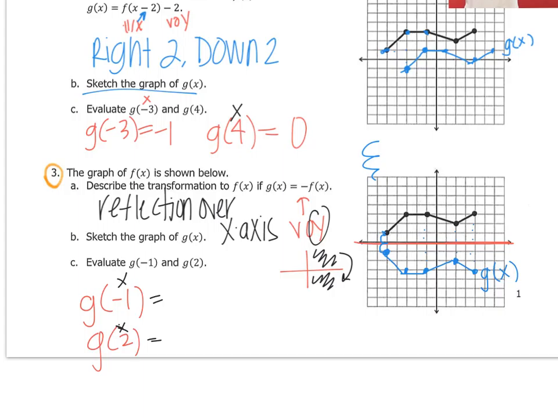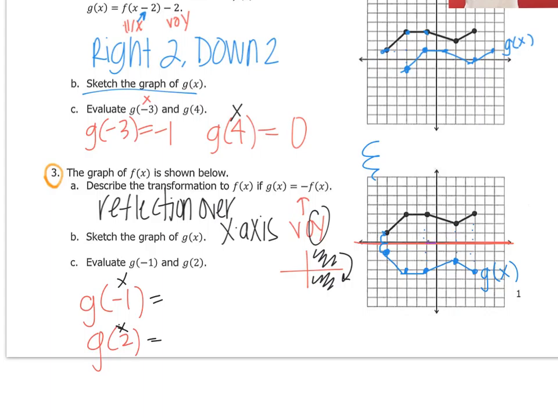And you should be thinking to yourself, do I want to go up to the black graph, what was already there, or do I want to go down to the new graph, what I just plotted? Hopefully you're saying go down, go down, go down. Okay, we need to go down to the green or the blue graph, sorry, the g of x graph, because we're evaluating a g function at the value of negative 1.